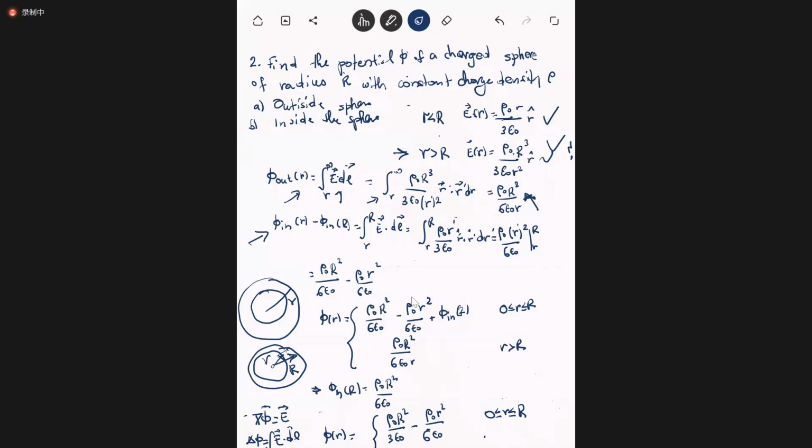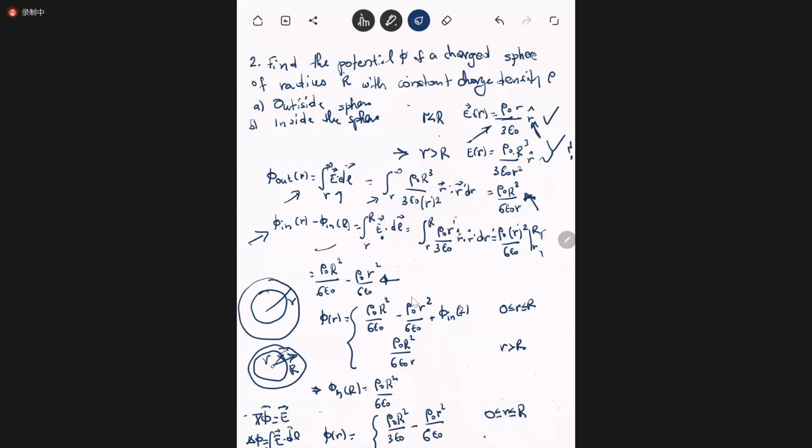Now we found E from previously, and E was equal to this expression here. This was the E inside the sphere when small r is smaller than the capital R. So if we place this expression there, it comes directly from here, and we'll do the integration. It will give us rho 0 r squared over 6 epsilon 0, and again, it goes from small r to capital R. And this gives us this expression.